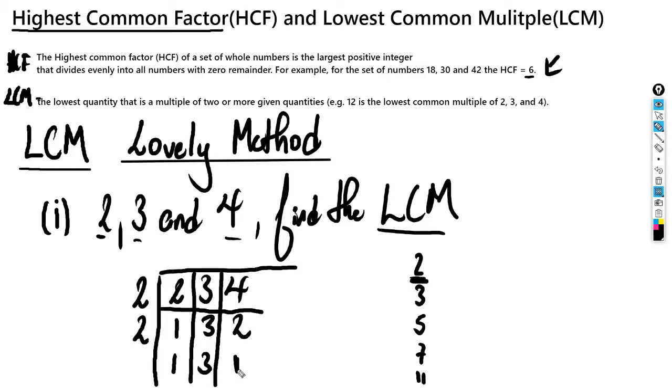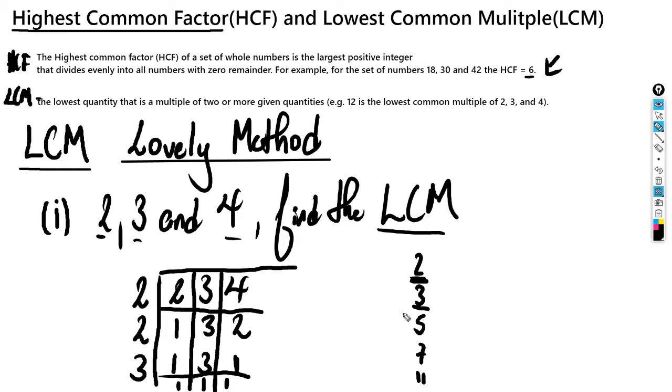But no, none of these numbers can be divided by 2, so we'll move on to 3. Can any of these numbers be divided by 3? Yes. So we put a 3 there, and then this would end up finishing here at 1, 1, and 1. So we'd be finished there.